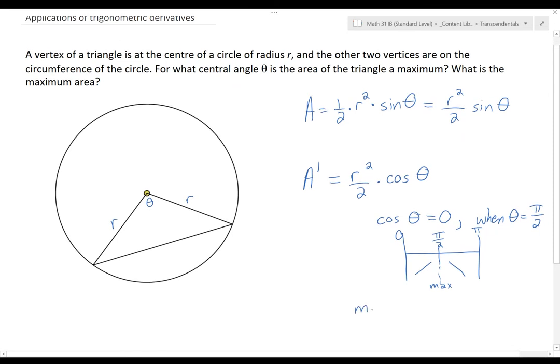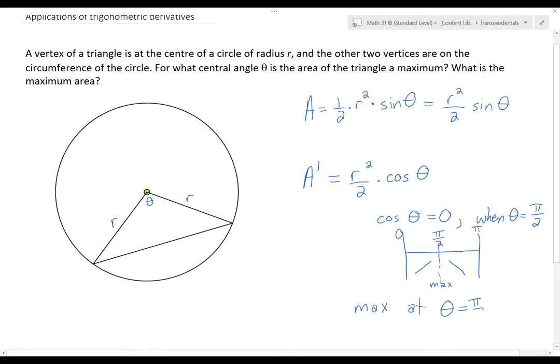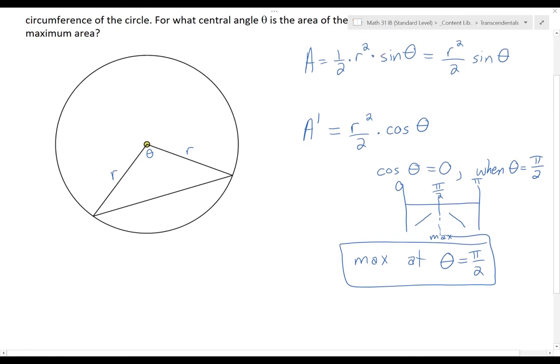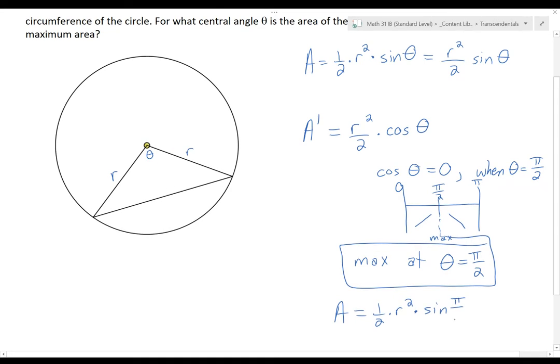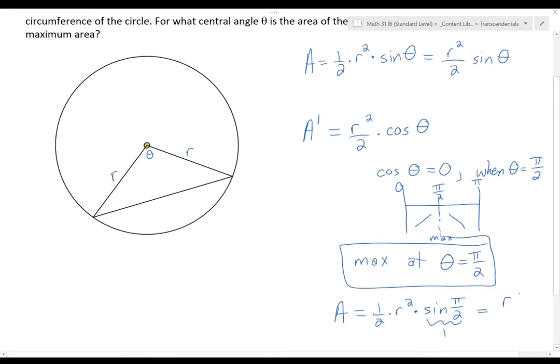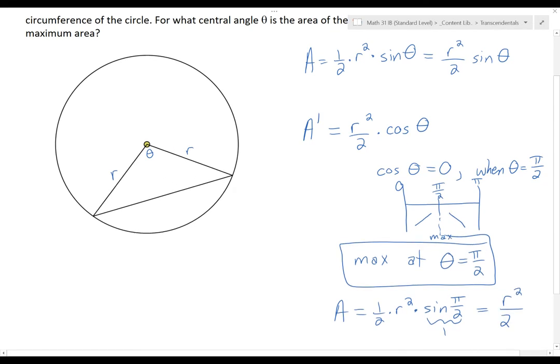So the first part of this question says what angle. So max at theta equals pi over 2 is the first part of this answer. What is the maximum area? Well, the maximum area is therefore going to be 1/2 times whatever the radius squared is, times the sine of pi over 2. The sine of pi over 2 is 1. So the maximum area is just r squared over 2. That is the maximum area we can obtain.